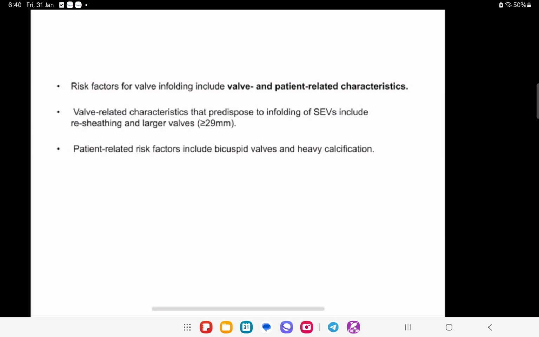The risk factors for valve infolding include valve and patient-related characteristics. The valve-related characteristics that predispose to infolding of self-expandable valves include resheathing and large valves of more than 29 mm. The patient-related risk factors include bicuspid valves and heavy calcification.